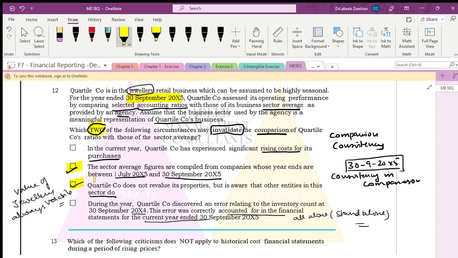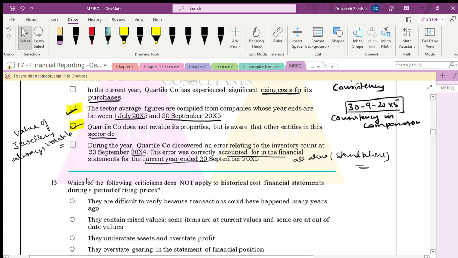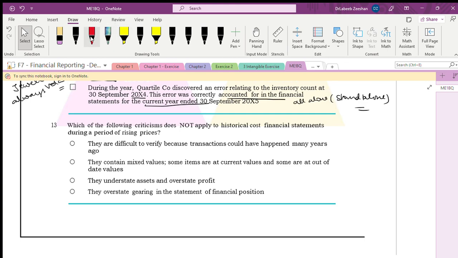Right? B and C. Which of the following criticism? See, conceptually we have to be very strong. Okay, I will come up with section B in the next video. Time is taking from my side, but I will come up with that.